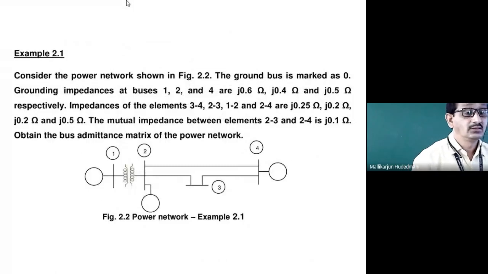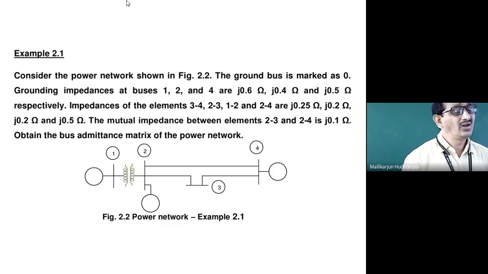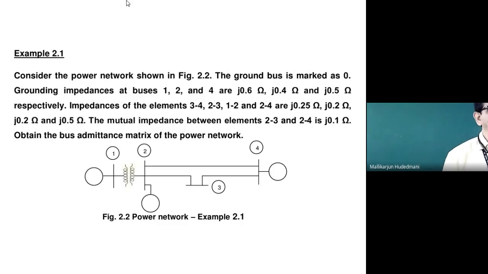Okay. The same problem. You have elemental impedances, not the admittances. There are so many buses. Elements are mentioned as j.6 ohm, j.4 ohm, j.5 ohm respectively, and the impedances of the elements 3 to 4, 2 to 3, 1 to 2. We will not worry. All the elements are given with the data.